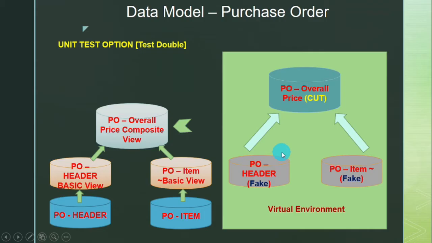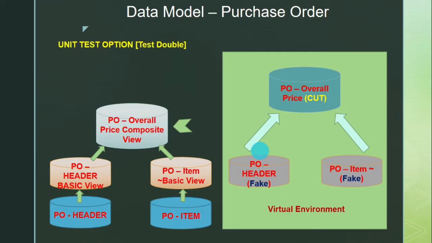And to be noted, this data availability is within this virtual environment. If you see the data in the actual back-end HANA or whatever the database that you have, definitely that data will not be available. The scope of this data is only within this virtual environment, okay, that will create it. So this concept we are calling the unit test option.